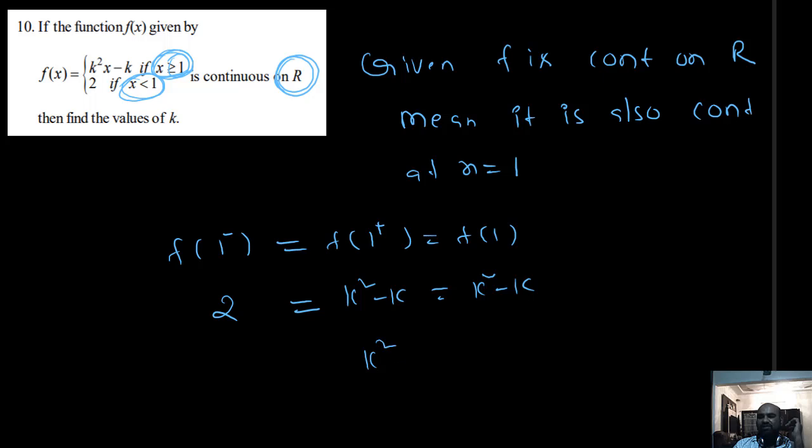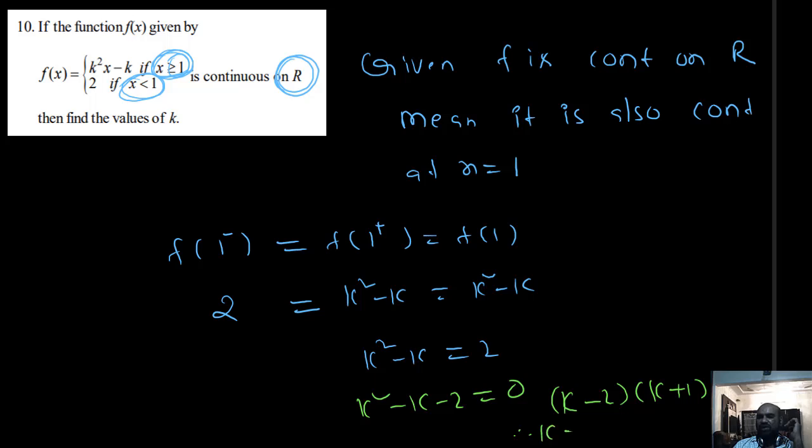What is the meaning of that? K square minus k should be equal to 2, or k square minus k minus 2 equal to 0. Factors: k minus 2 into k plus 1 equal to 0, therefore k equal to 2 or minus 1.